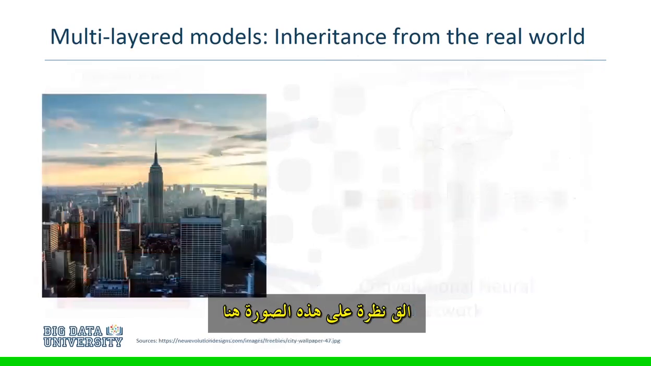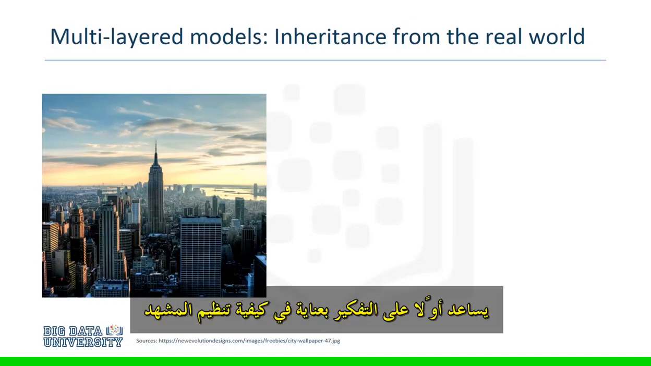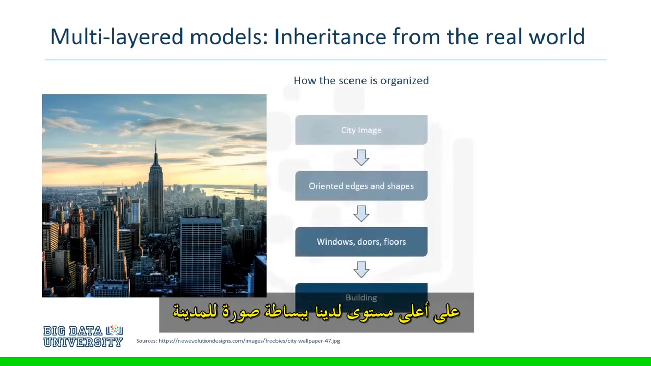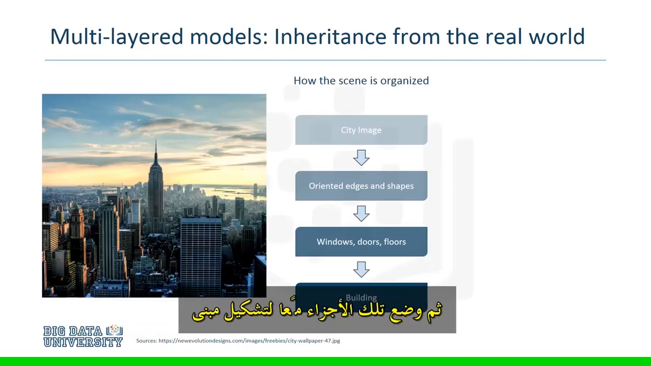Take a look at this image here. Let's say we wanted a network to be able to recognize one of the buildings. It first helps to carefully consider how the scene is organized. At the highest level, we simply have an image of the city. But we can start to extract oriented edges, we can join them to form doors and windows, and then put those parts together to form a building.